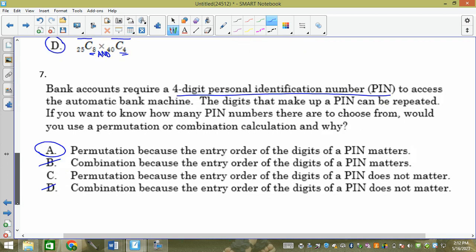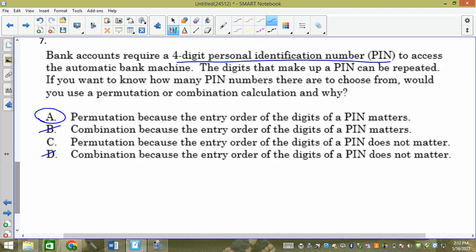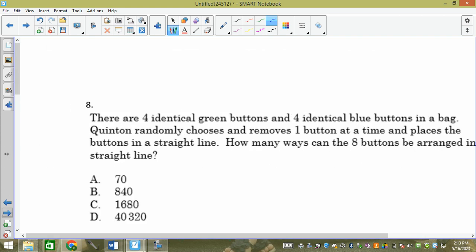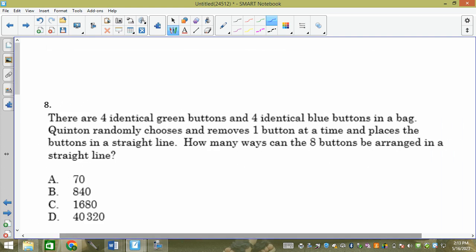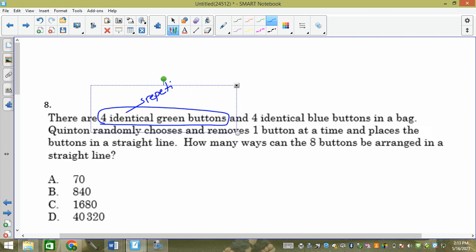And if we were allowed to repeat, which this one says you can, it would be 10, 10, 10, 10, right? So here, there are 4 identical. That's a scream that these are repeating. 4 identical green buttons. 4 identical blue buttons.